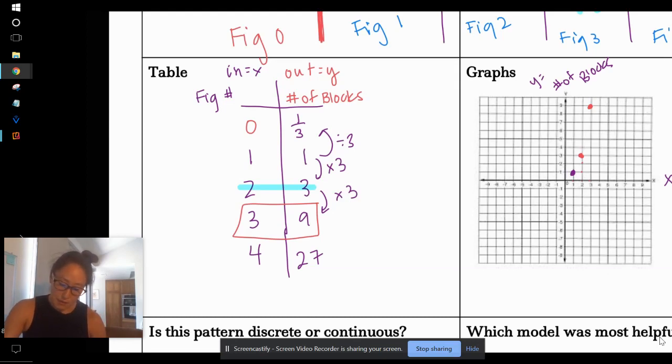If I were to graph my 0 at x equals 0 right here, I have 1/3 of a block, so less than 1 but more than 0. So I'm going to graph it about right there. It's even less than 1/2.